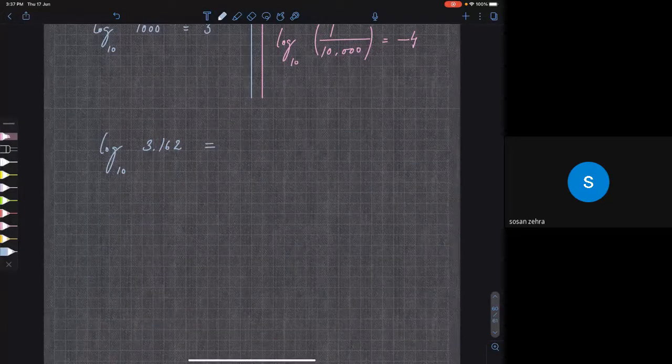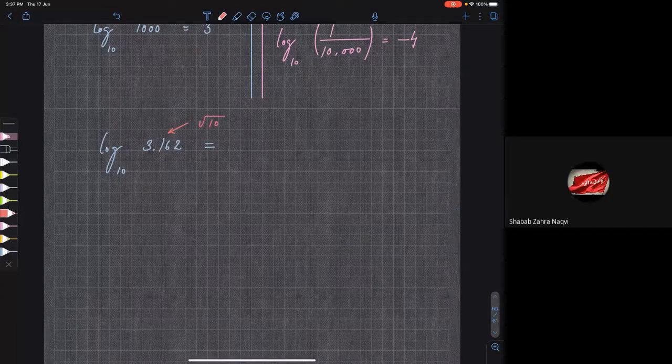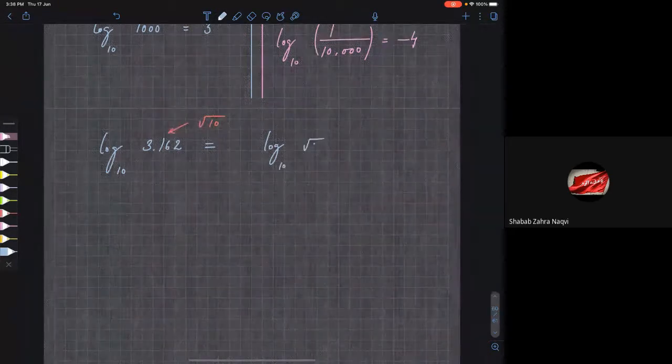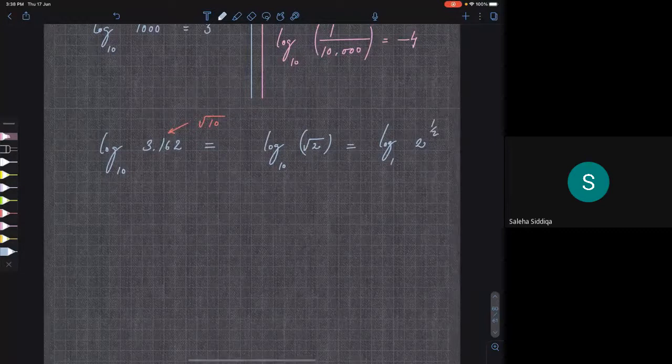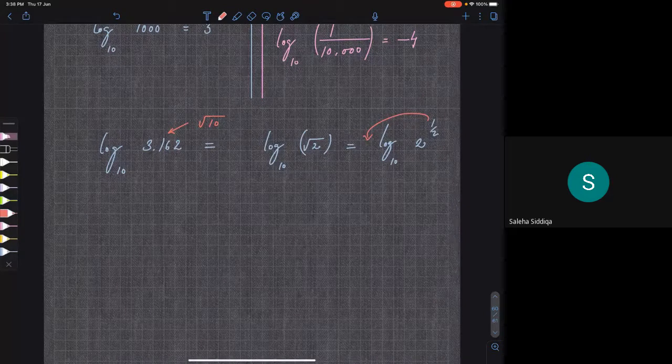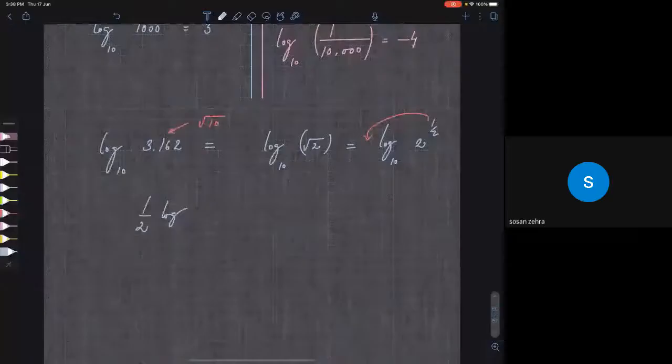So basically this is root 10, right? So let me write this down as log of 10 power half to the base 10. You know this property, right? This number will come in the front and multiply. So it is half of log 10 to base 10, which is equal to half.